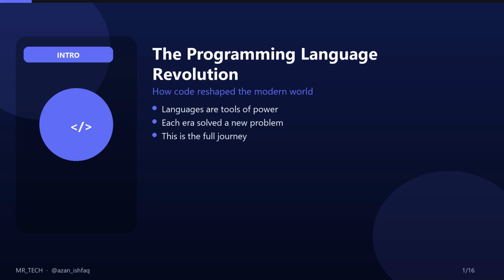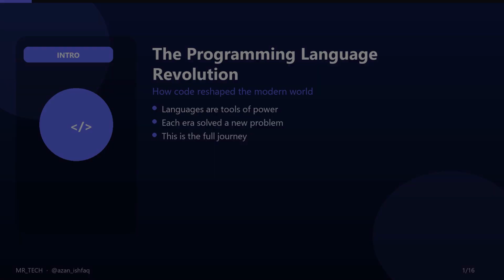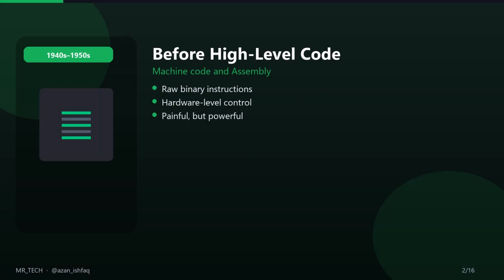If you are a beginner, this will give you a map. If you already code, this will connect the dots. Let's begin the revolution. In the earliest days of computing, programmers spoke the machine's native language, binary. Ones and zeros. Flip a switch. Load a punch card. Make one mistake and the whole program collapses.